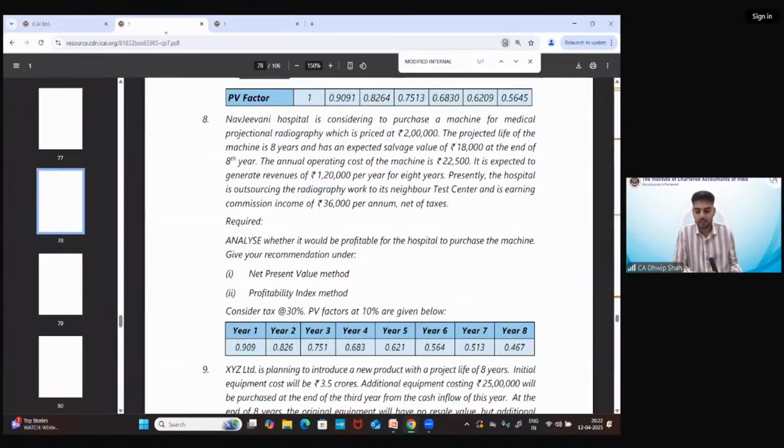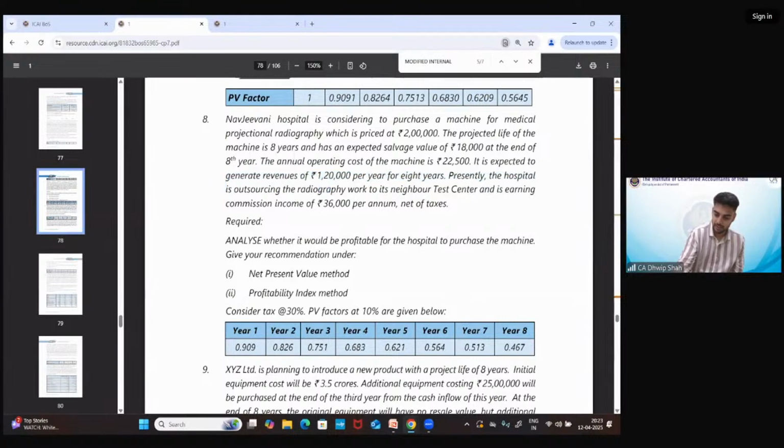Now Jivani Hospital is considering purchasing a machine for medical projectional radiography which is priced at 2 lakhs. So the hospital is planning to buy a machine. The project life of the machine is 8 years. Salvage is 18,000 at the end of the 8th year. The cost to run the machine annually is 22,500. It is expected to generate revenue or sales of 1 lakh 20 thousand per year for 8 years. Presently, the hospital is outsourcing the radiography work to its neighbor test center and is earning commission income of 36,000 per annum net of taxes.